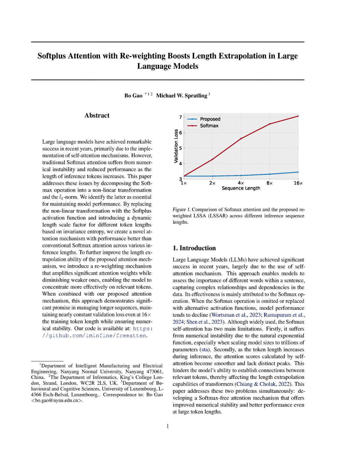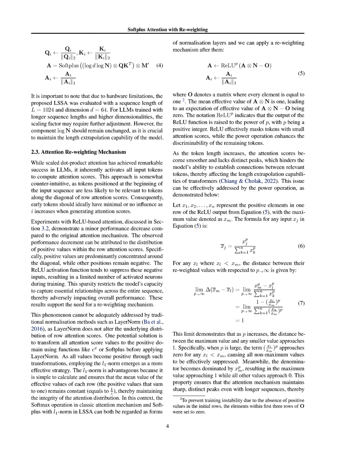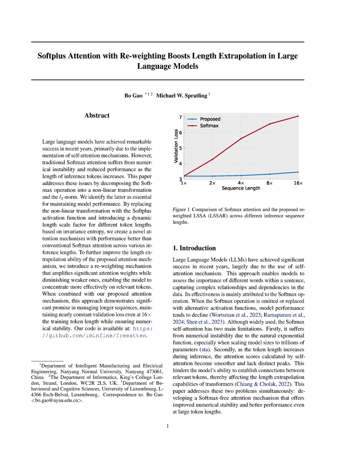Traditional Softmax attention suffers from numerical instability due to the exponential function, particularly as model sizes increase. Additionally, as token lengths grow during inference, the attention scores become smoother, which diminishes the model's capacity to focus on relevant tokens. LSSA introduces a dynamic length scale factor that accounts for varying token lengths, enhancing the model's performance and scalability. By utilizing the Softplus activation function, LSSA not only improves numerical stability but also ensures that attention scores remain sharp and distinct, thereby facilitating better length extrapolation capabilities in large language models.